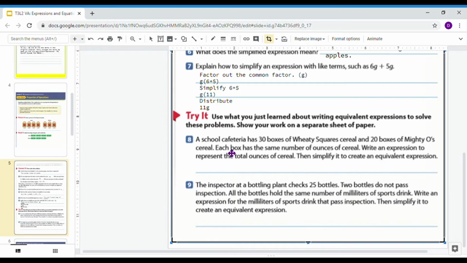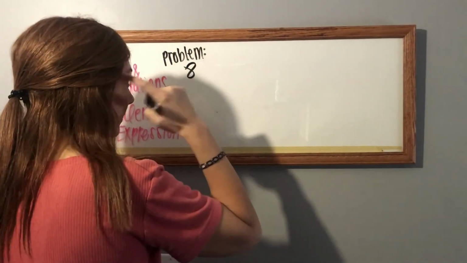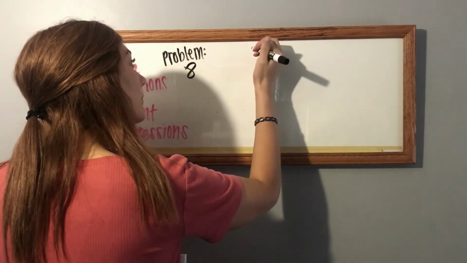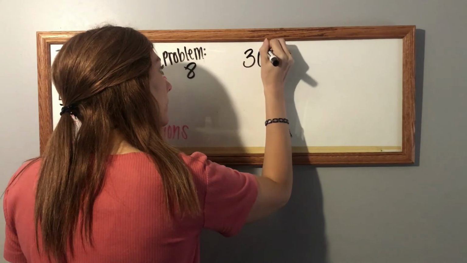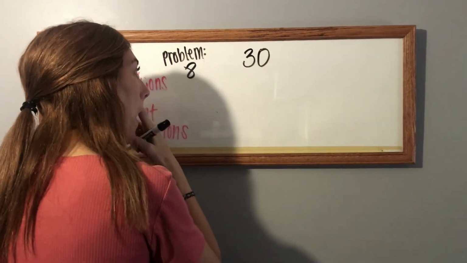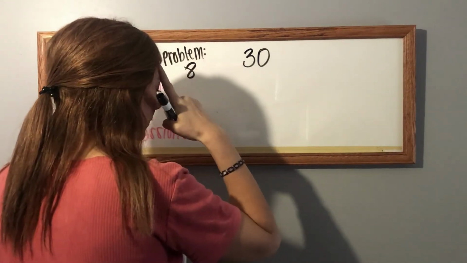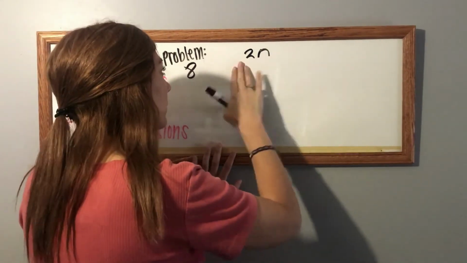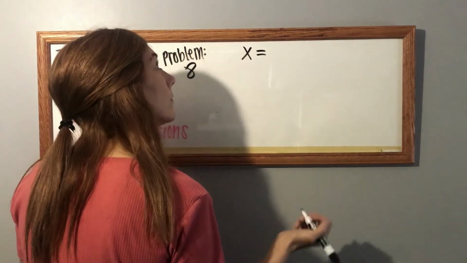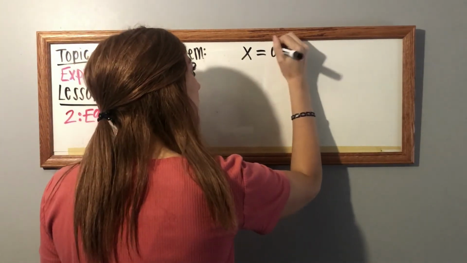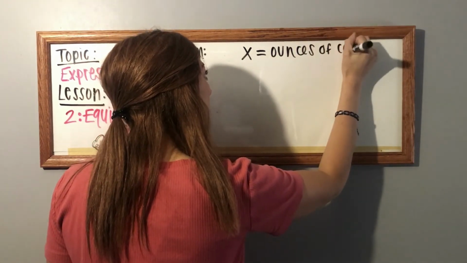I am going to start by writing my original expression. And I can see that they have 30 boxes of Wheaties Squares cereal and 20 boxes of Mighty O's, and they both have the same number of ounces of cereal. So in my head, I'm trying to think of what is the number that I don't know? What is my variable? In this case, the number I don't know is the ounces of cereal. So I know that my variable x is going to be the ounces of cereal.